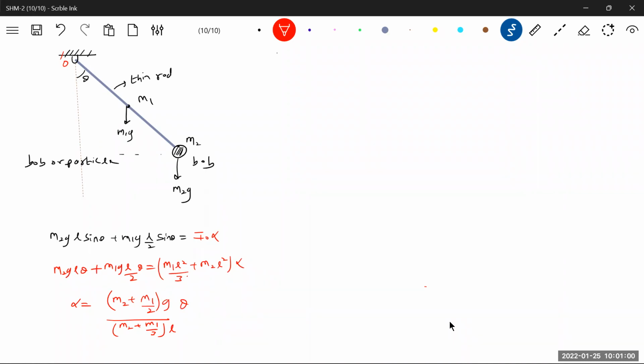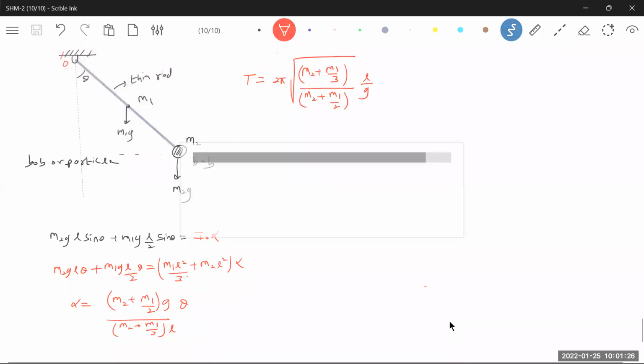For small angular displacement, this will become T equal to 2 pi root of L (M2 plus M1 by 3) over (M2 plus M1 by 2) g. Now, very troublesome things, huh? You have to be very careful about small ideas.